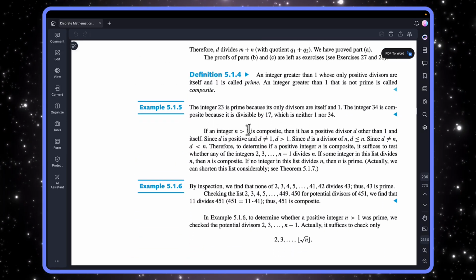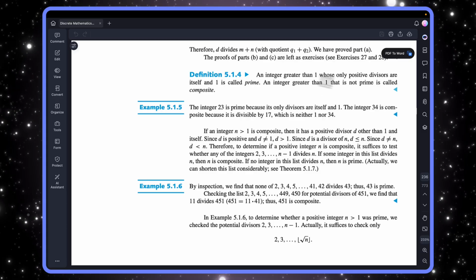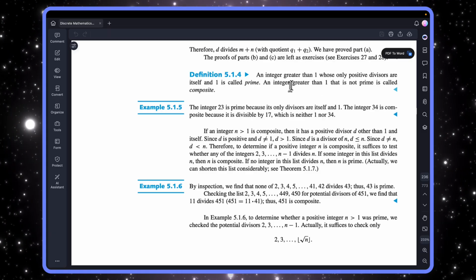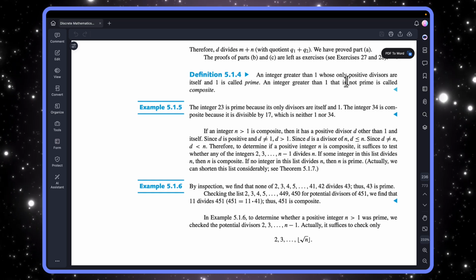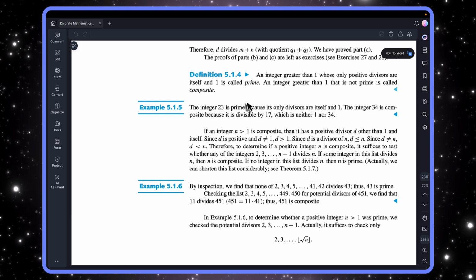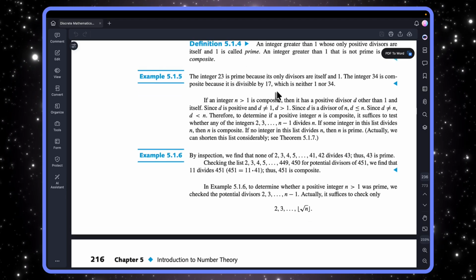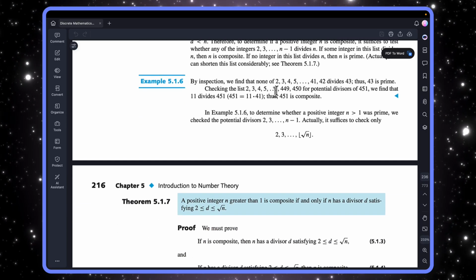Okay, what do we have here? Here's a good definition we need to be very familiar with. An integer greater than 1 whose only positive divisors are itself and 1 is a prime number, okay? And you can look at some examples.